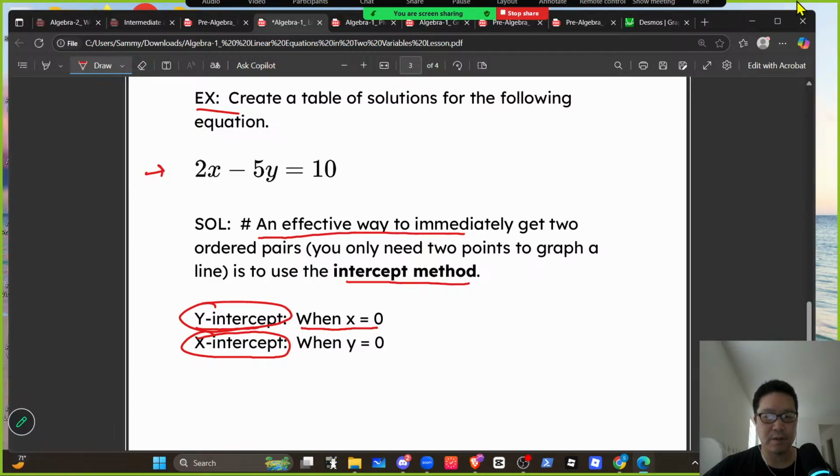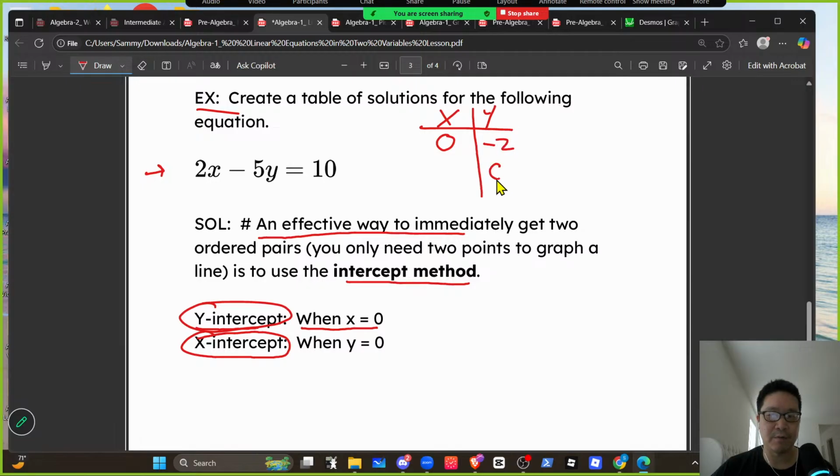So let's do that real quick. So the first 2 points, so a table, I'm going to create a table. And I'm going to plug in a 0 for x. So if I were to do that, I would get a y value of negative 2. Because 2 times 0 is 0. And I would have negative 5y equals 10. And y would equal negative 2.